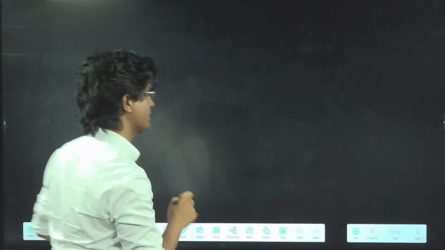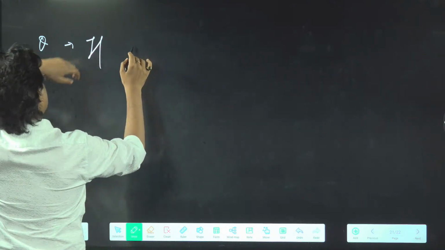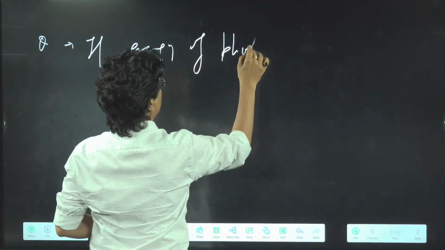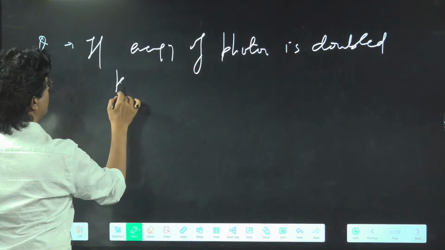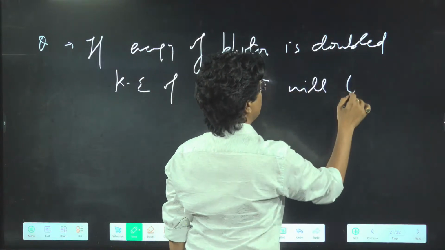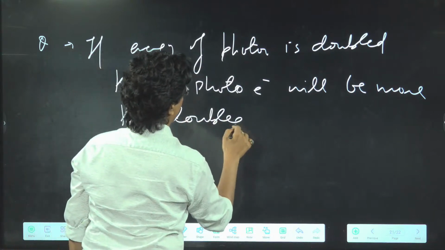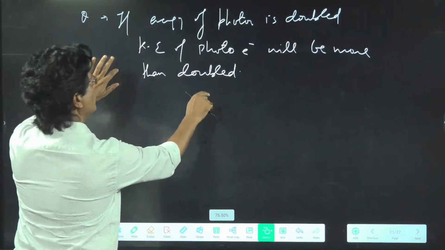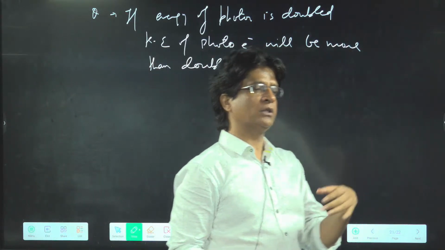So the first question I'm asking is: if the energy of the photon is doubled, the kinetic energy of the photoelectron will be more than doubled. True or false? We'll do it with the help of an example. The reason is that phi will remain the same. We're assuming that phi, the work function, remains the same.